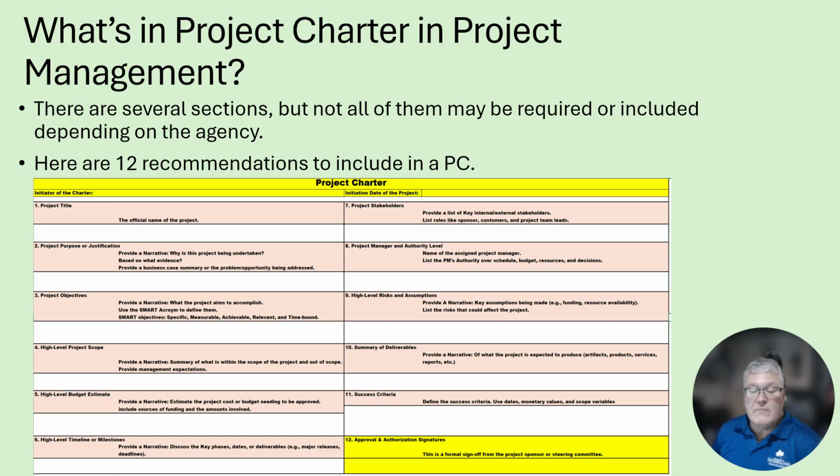Number 6 is high-level timeline or milestones. Now, a milestone is just an event that you want to recognize. We'll talk about this later in the differences between the project types. Okay, so a milestone is, okay, this has happened and this is a good thing, versus other ways of looking at a project. So you provide a narrative, you discuss the key phases, the dates involved with it, the major deliverables with it, and then releases and deadlines and things like that.